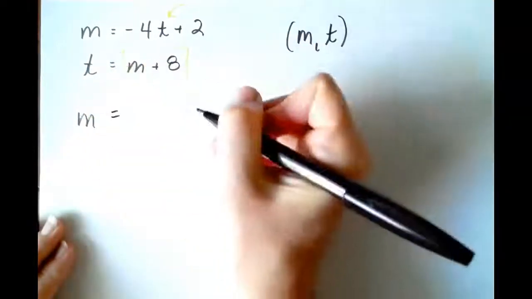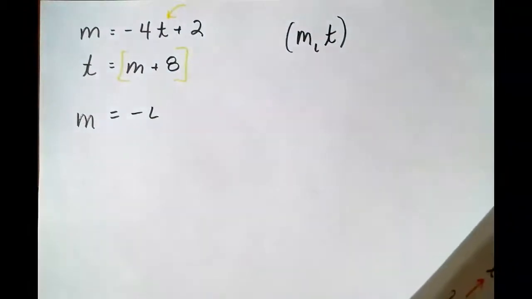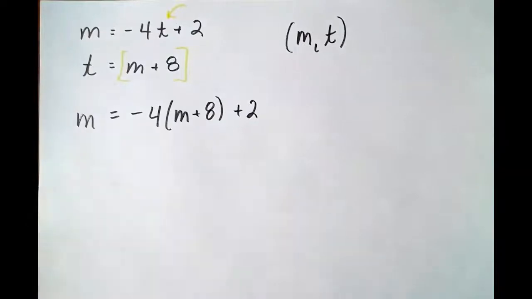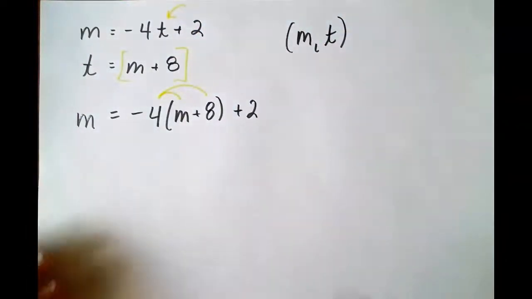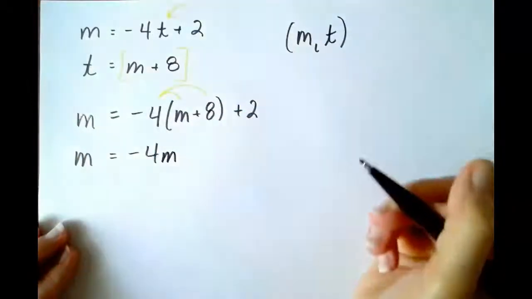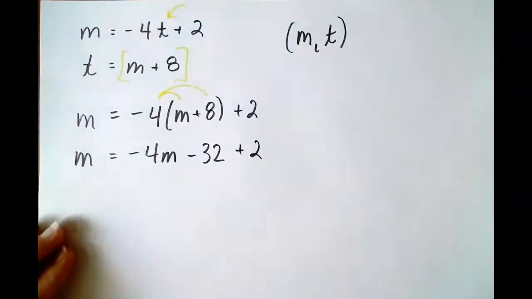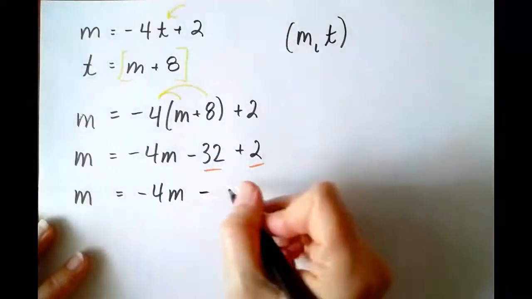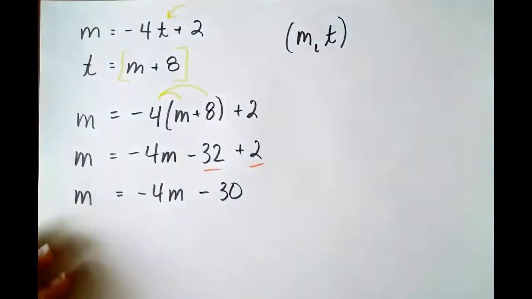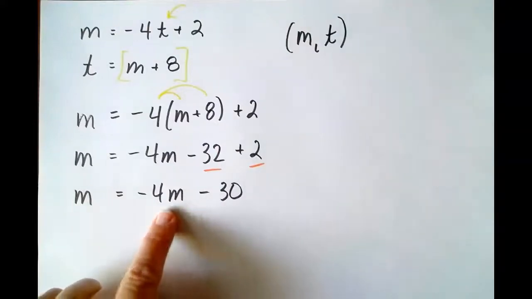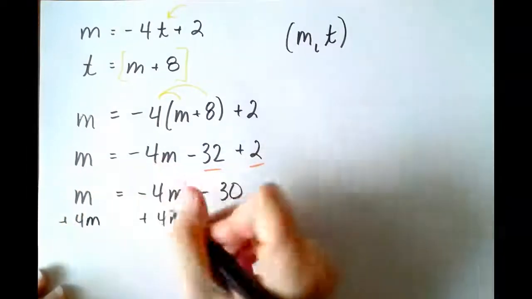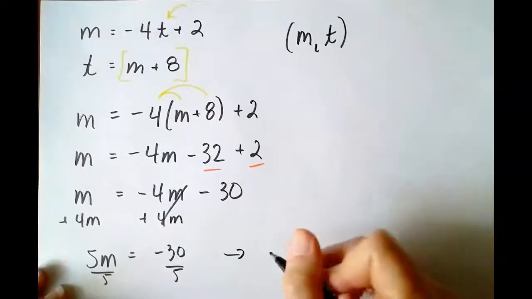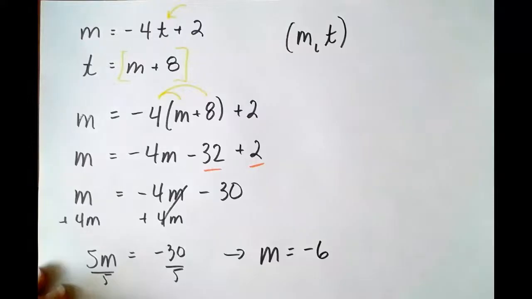So m equals negative 4 times m plus 8, plus 2. So distribute the negative 4, so m equals negative 4m minus 32 plus 2. Combine the like terms, so m equals negative 4m minus 30, keeping my equal signs lined up. Let's move this 4m over, plus 4m, plus 4m. 5m equals negative 30. Divide by 5, divide by 5. I'll move to the right since I'm running out of room. m equals negative 6.